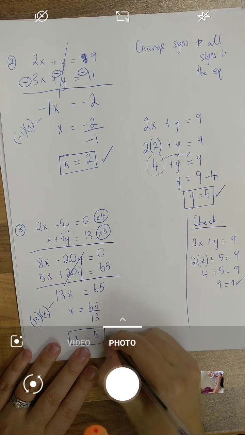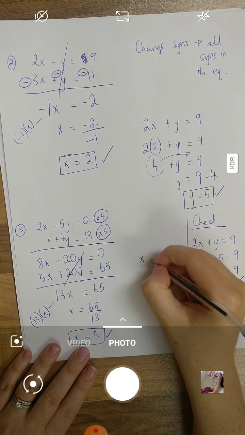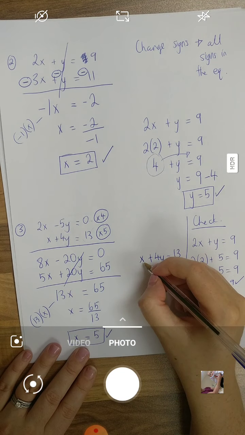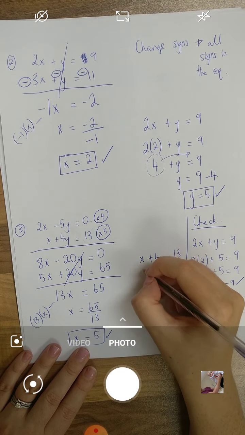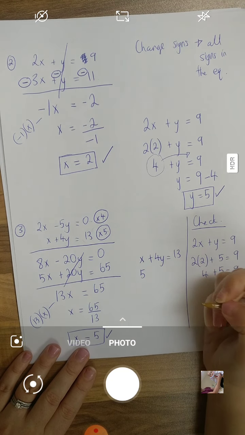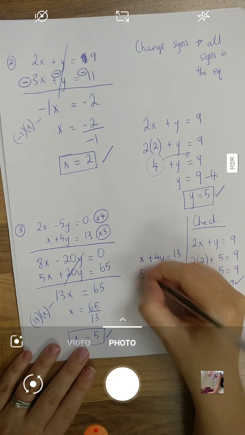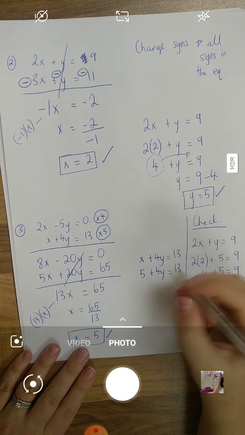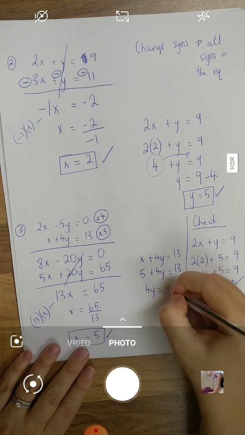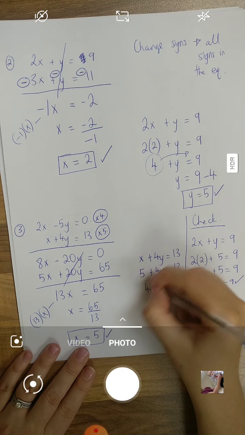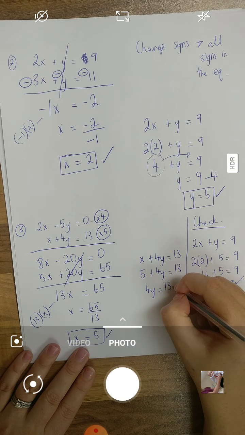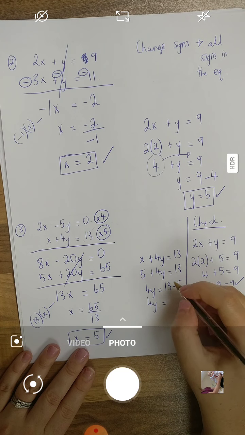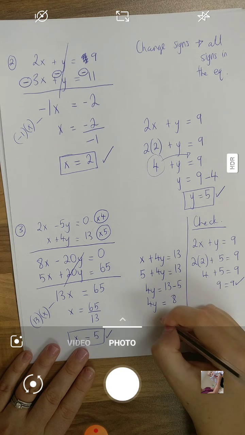So when we have solved one variable, we need to write down one of the other equations from the start. And we're now going to sub in our x value, x equals 5. So we're going to sub that in. So we've 5 plus 4y equals 13. And when we're adding 5 and we move it to the other side, we are going to subtract 5.